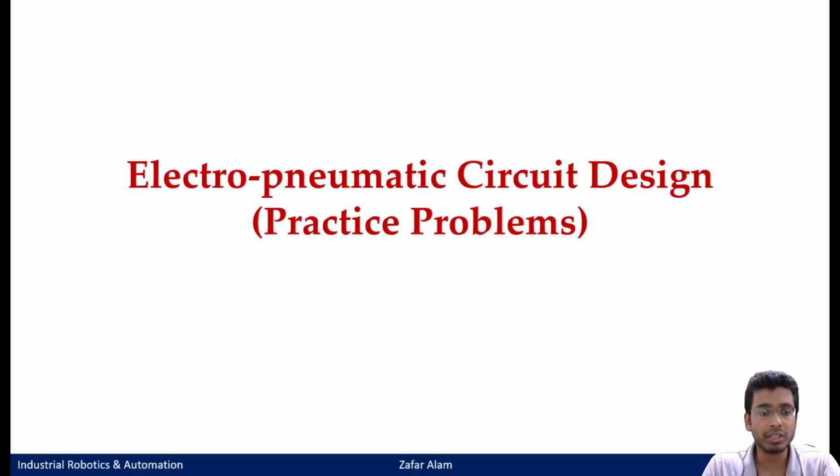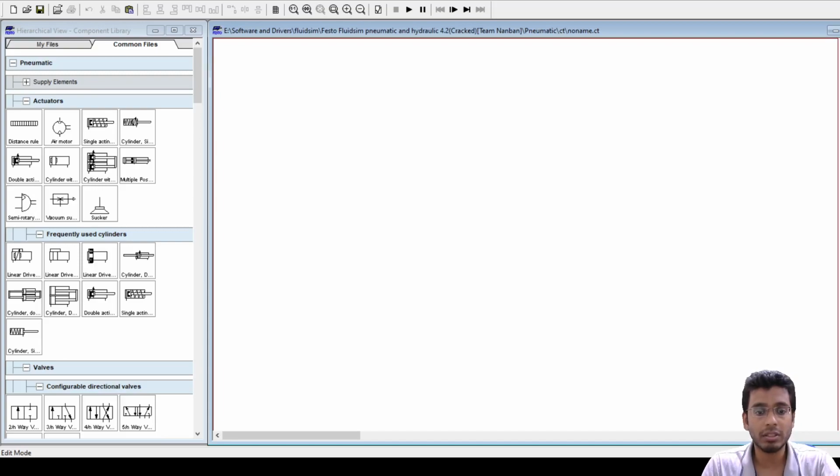On the FluidSim software applications. Okay, so those who have installed this software, please open the application and we'll start with the practice problem. Fine. Okay, I hope my FluidSim screen is visible.